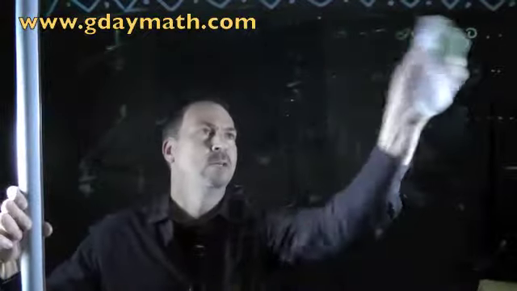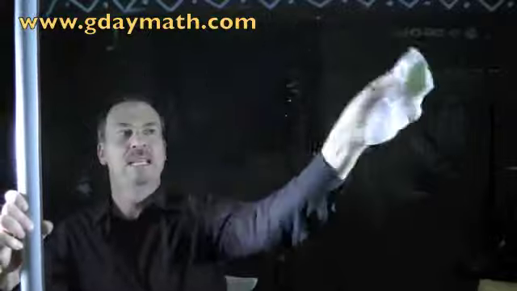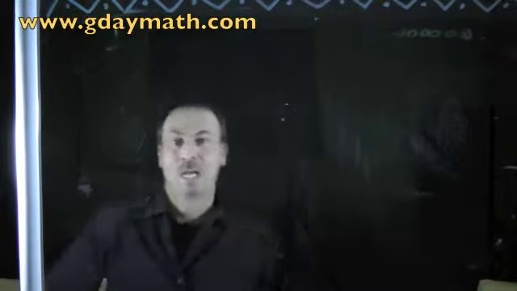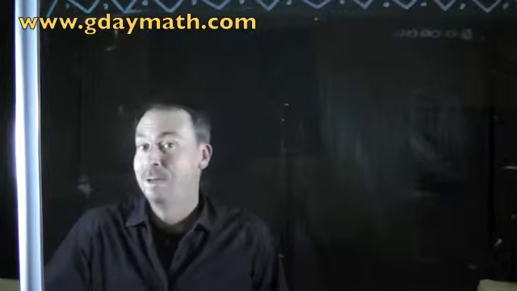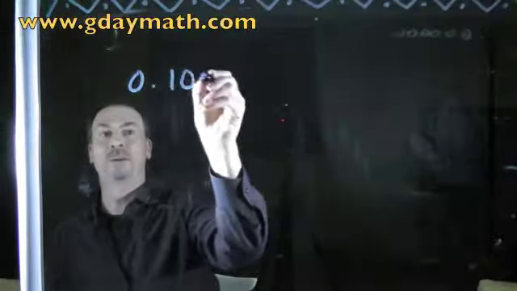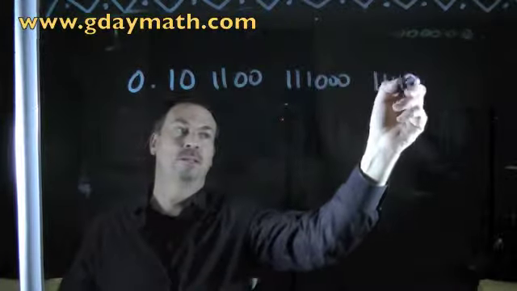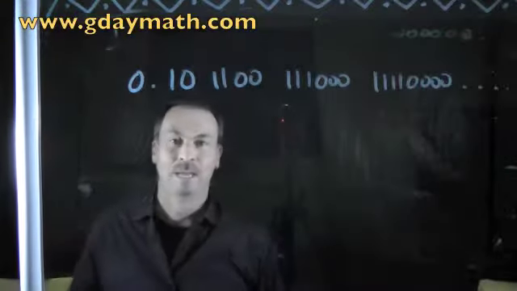Every fraction gives rise to a repeating decimal, which is philosophically marvelous, because that tells me something. What about those decimals that are not repeating patterns? For example, look at this number, 0.10110111011110000, and so on.